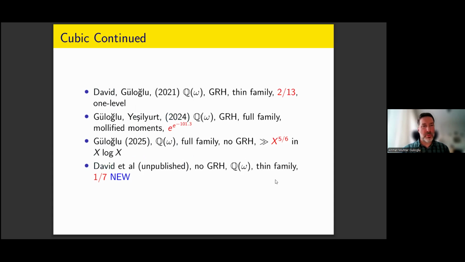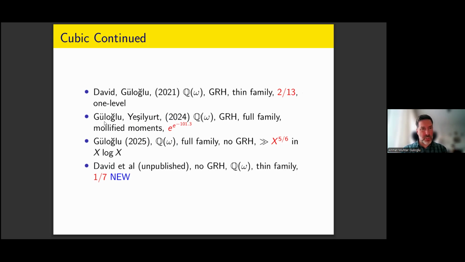All right, finally, we are about to finish. So what we did with Chantal in 2021, we took cubic characters over the number field, which is what I did in my PhD anyway. And then we assumed GRH. For the thin family, we were able to obtain this proportion only, 2 over 13, using the one level density. And our purpose was not non-vanishing. We were trying to look at one level density, Katz-Sarnak basically, and we were able to go beyond -1. Therefore, we were able to get a positive proportion of non-vanishing.